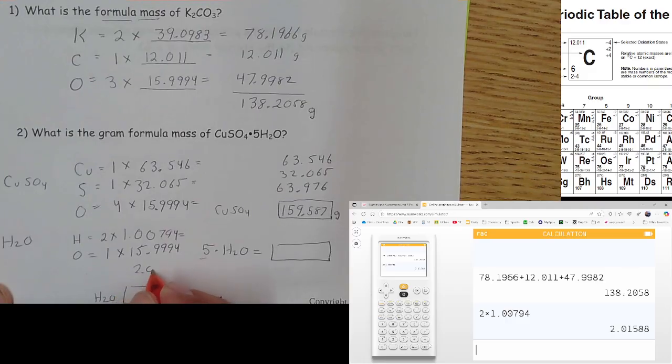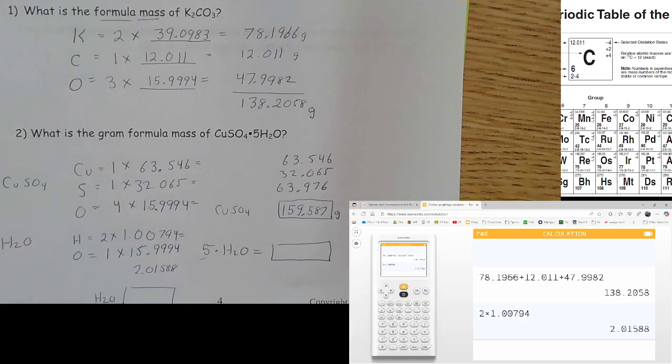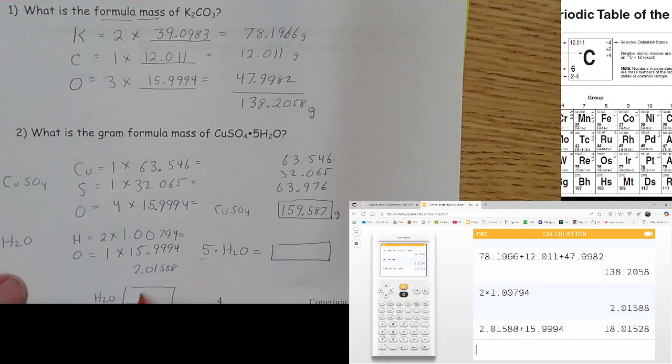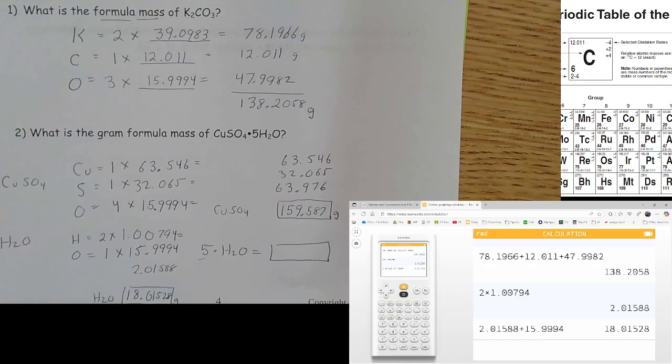So that's 2.01588. And then plus the 15.99. We get a number that you'll get a lot in these calculations. That's the mass of water, 12.01528. That's how many grams are in 1 mole of water. The reason that's important is we're going to keep coming back to that.